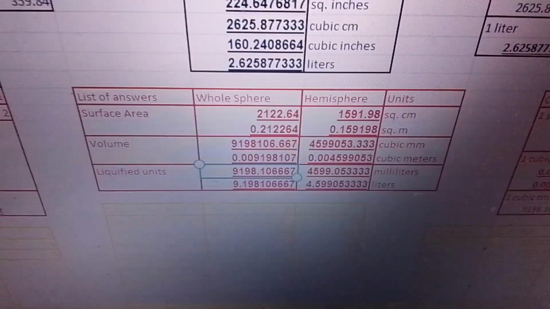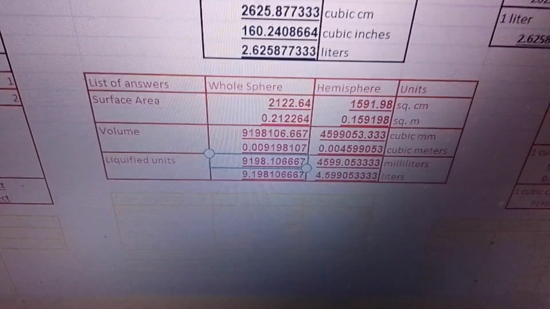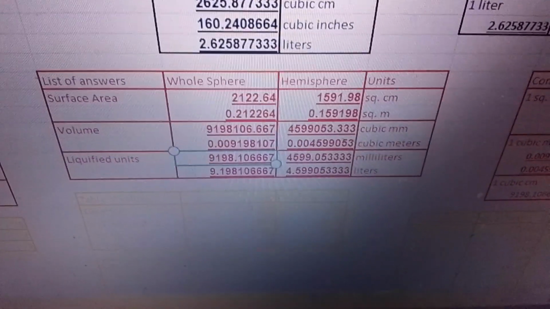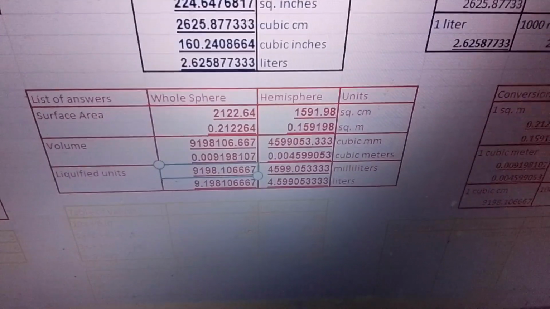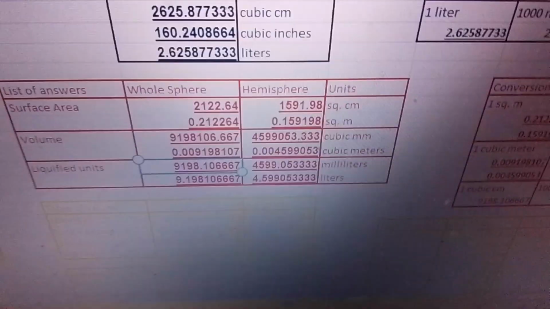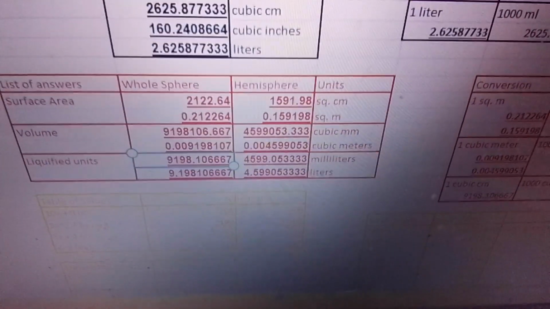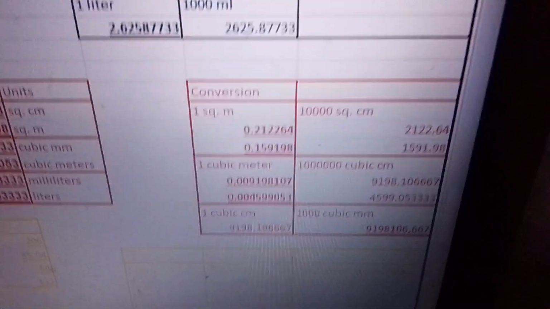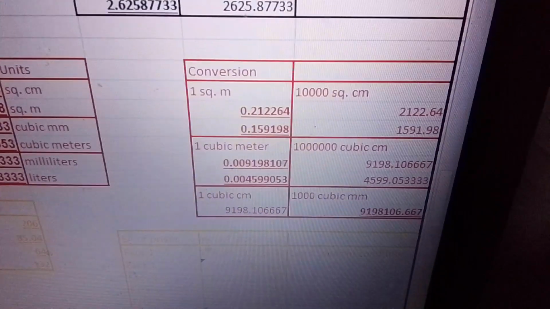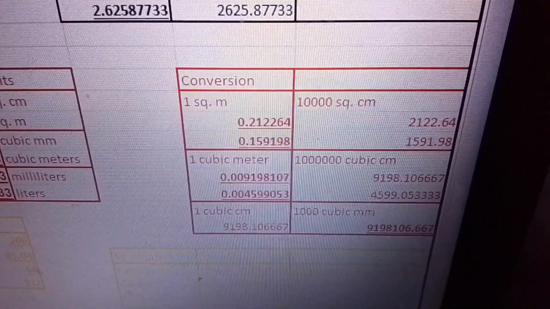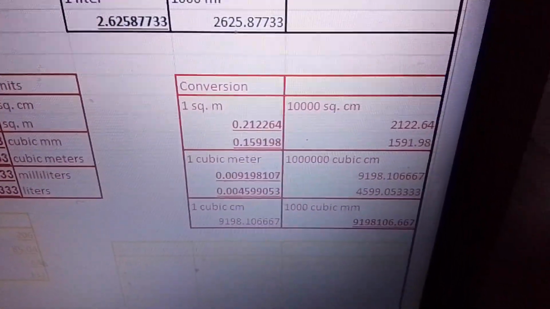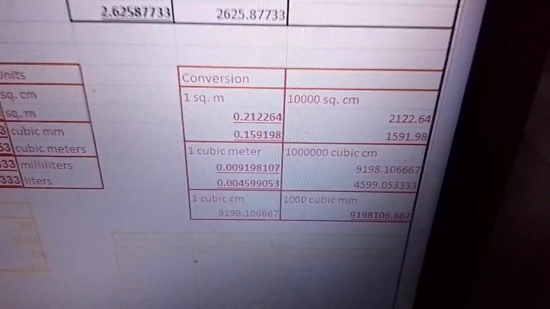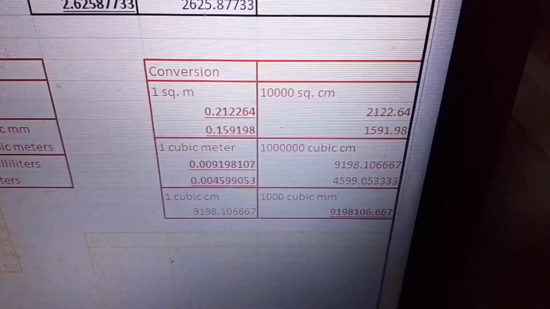Okay? But remember, that's in cubic centimeters. We need to convert that to cubic millimeters. To convert that, remember cm to millimeters, it's big to small, so we multiply by 1,000. Why do we multiply by 1,000? Because if you look at the conversion table, 1 cubic cm is worth 1,000 cubic mm. Remember, we cube the millimeters. So, I cubed it, and that's why it becomes something like this.